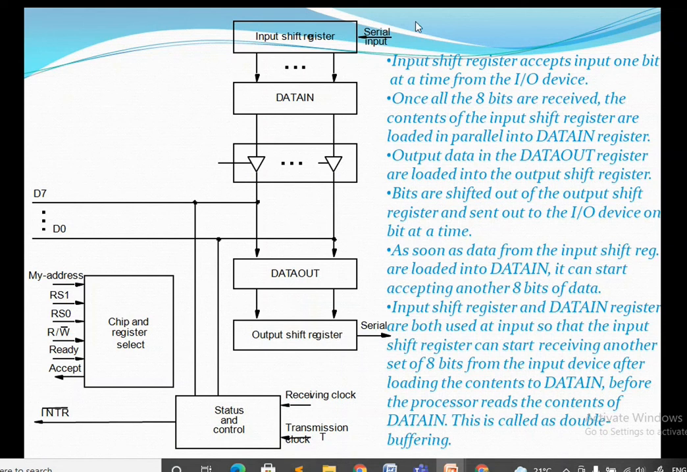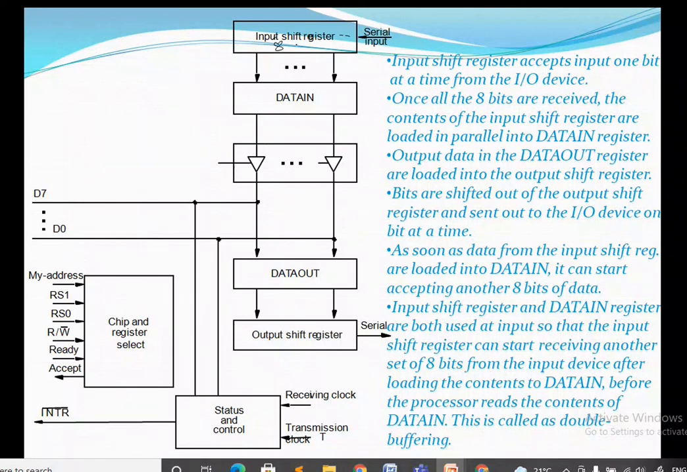Now consider that I am entering data from the keyboard. It sends that information in a serial manner, and whatever data or bits I enter are collected and stored in the register. The input shift register stores all the bits. Once it receives at least 8 bits of information, it is sent to data in.